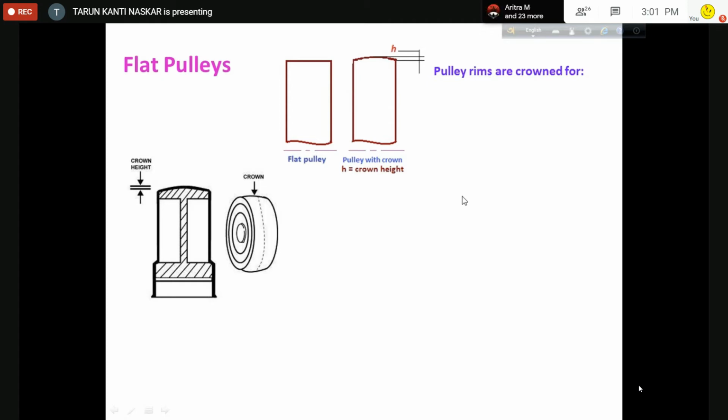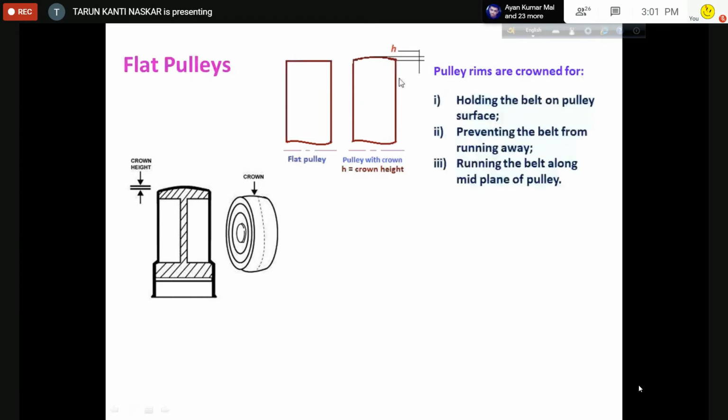So these are the reasons. This crowning is done for running the belt along the mid plane of the pulley, so that it cannot run away. Only one pulley is crowned, and this is the dimension of crown height. For diameter 40 to 112 it is 0.3, for 125 to 140 it is 0. These are standard crown heights. So crowning is clear to you?